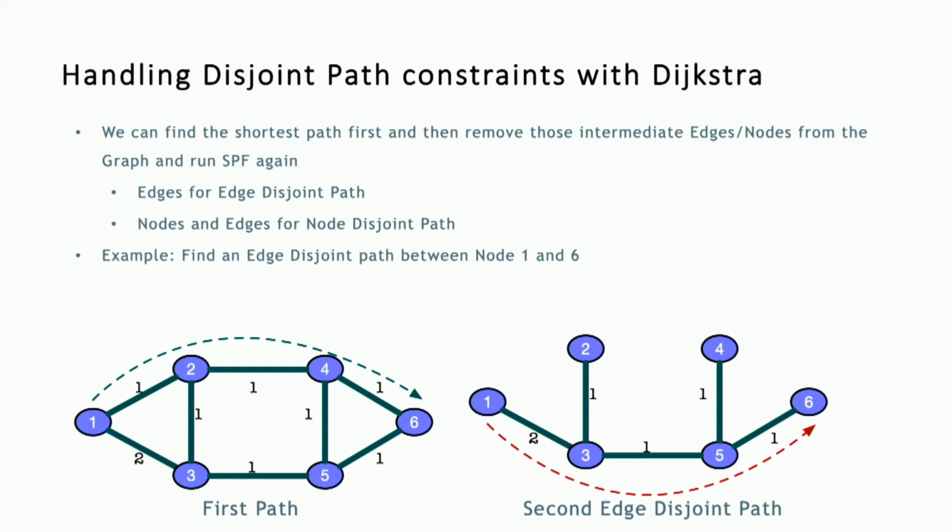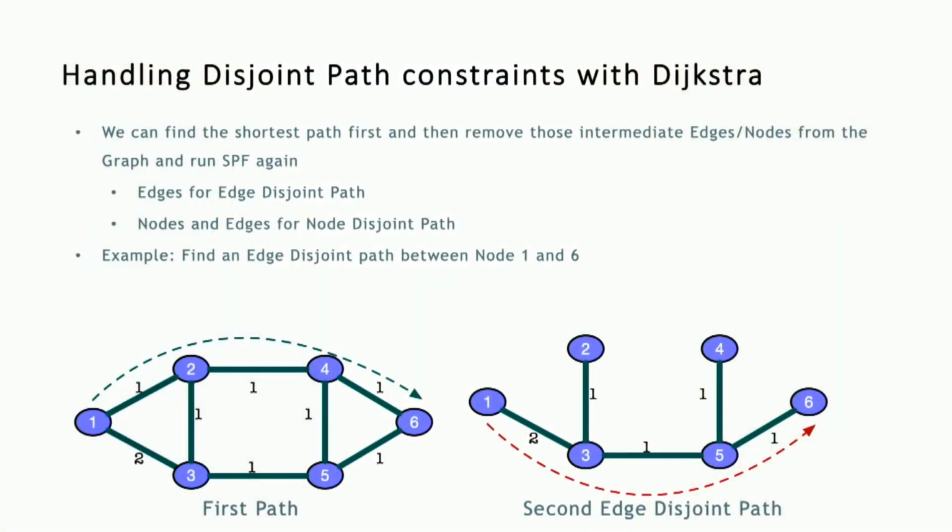The first thing you can do is compute the shortest path. You figure out the answer here is 1, 2, 4, 6. Okay, I got that. Now you can take them out of the graph, remove them. You're left with a graph something like the one on the right, and then say, give me another disjoint path, and you will come up with an answer like this. And you computed two disjoint paths. Sounds good. Okay.